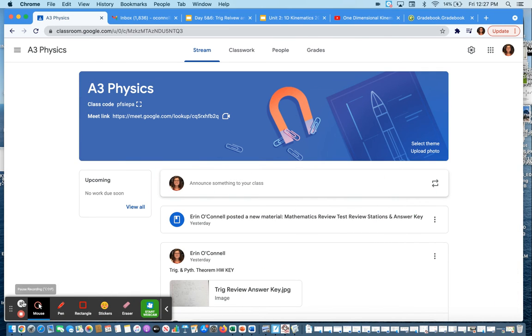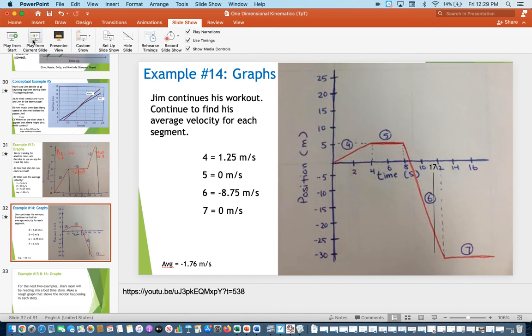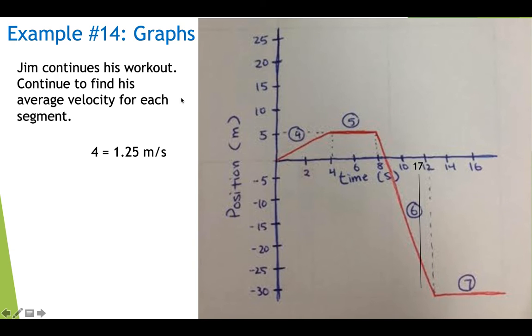Okay, so for segment 4, we should have gotten 1.25 meters per second. For segment 5, the slope of that segment from 4 to 8 seconds is going to be 0 meters per second. When we take the slope from 8 until 12 seconds, the 17 is misplaced here. So from 8 to 12 seconds, we're going to get a negative slope. That slope's going to be 8.75 meters per second, negative. Slope for segment 7, we're going to get 0 meters per second.